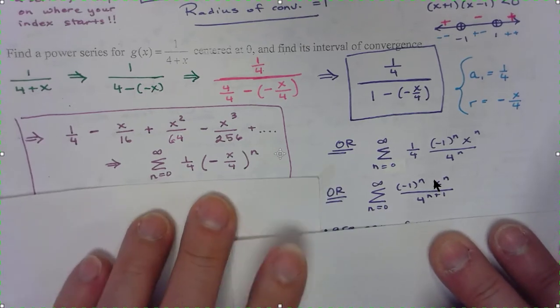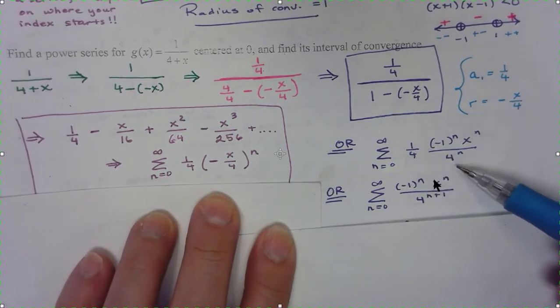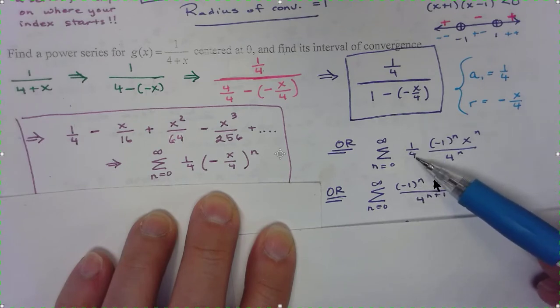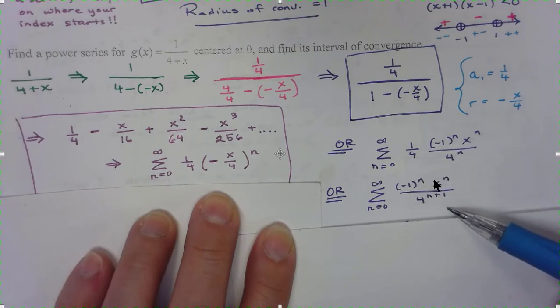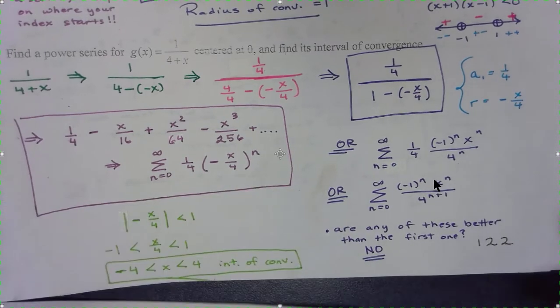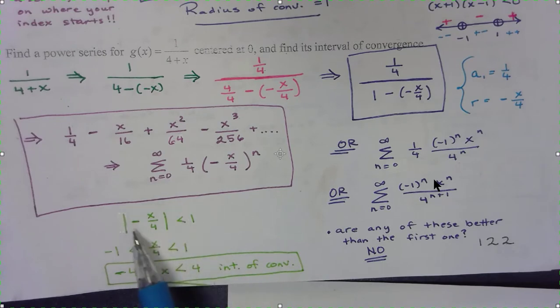I could also have thought about it like this. I have my denominators of 4. I could have written this as negative 1 to the n, x to the n over 4 to the n plus 1. Okay. Are any of these better than the first one? No. Let's go ahead and find our interval of convergence. So here is our absolute value of our ratio less than 1. Puts us in this interval, multiply by 4.